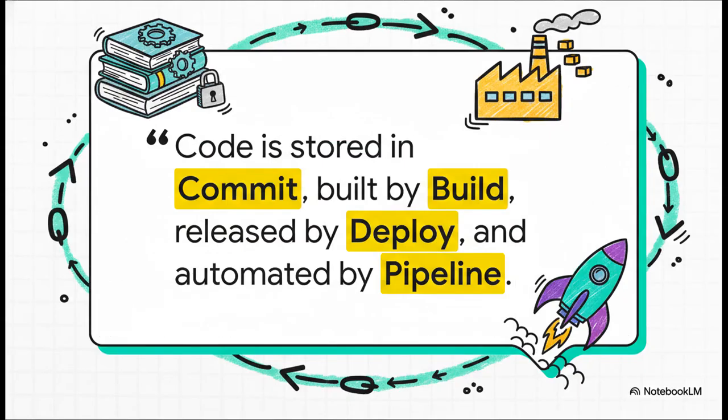Well, let's just say it one more time, because repetition is the key, right? Your code gets stored in commit, it's built by build, it's released by deploy, and the entire process is automated by pipeline. That is the core loop you've got to know.